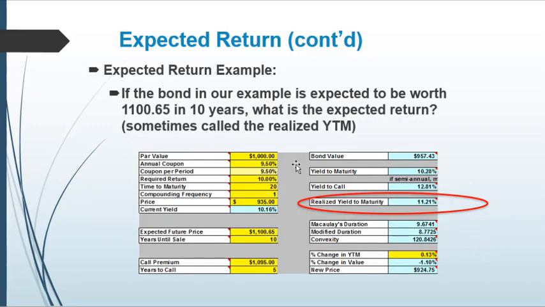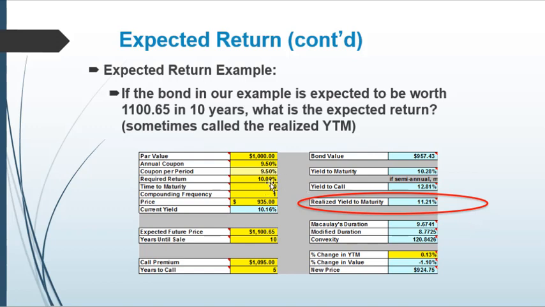So now we have to come back, put the numbers back to where they were, so back to a time to maturity of 20 years here. And now we input that number here. Here's the expected future price, $1,160.65, and the years to the sale, 10 years. So in 10 years, the realized yield to maturity is 11.21%. So essentially that's saying, look, if you hold this for 10 years and interest rates change where you think they'll change to, you should earn roughly 11.21.